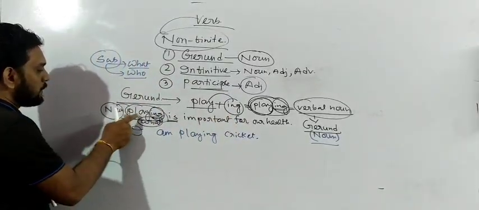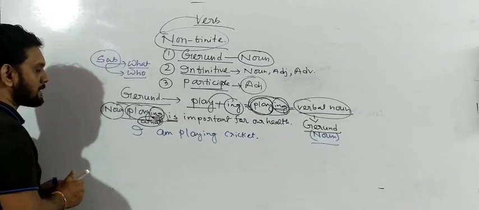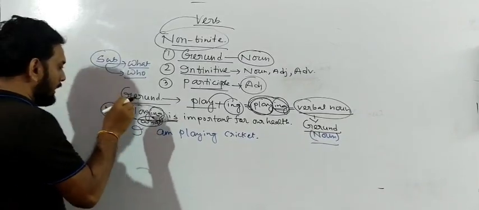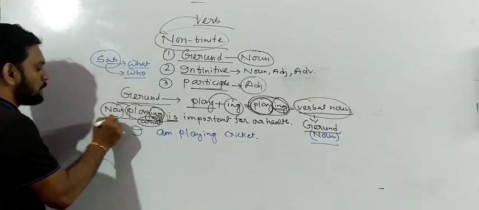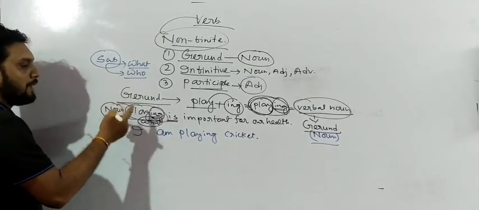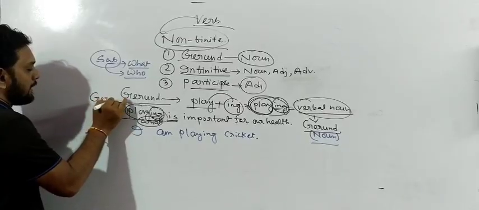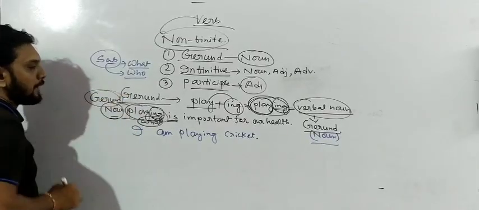So now this playing word acts as a noun of this sentence. Now if I want to give the name of this noun, what would be the name of this noun? It would be the gerund. What? Gerund. And why do we call it gerund form?